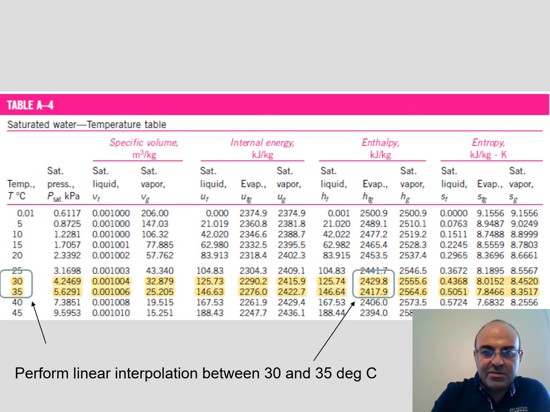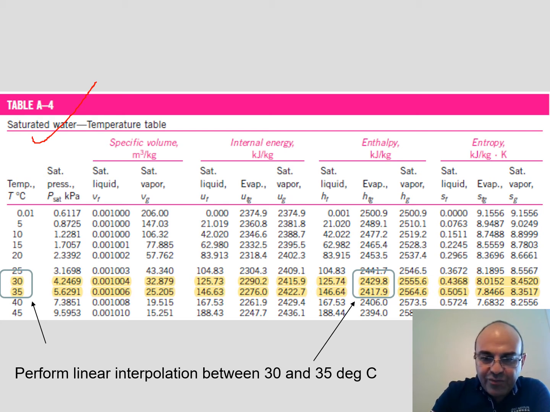All right, so this is the saturated water temperature table, because we want to find the temperature associated with heat rejection. If you look at the table, you see that our h_fg, which I forgot its exact value, is actually between these two h_fg values listed in the table. That number is between 2417 and 2429. But that's somewhere in between, right?